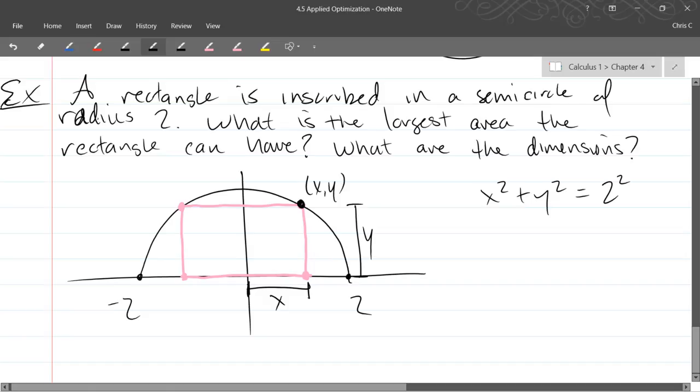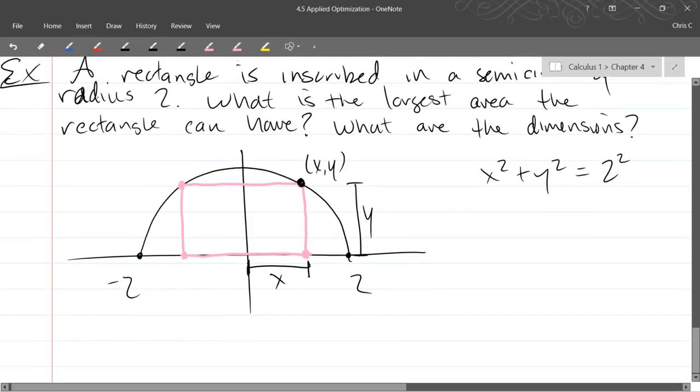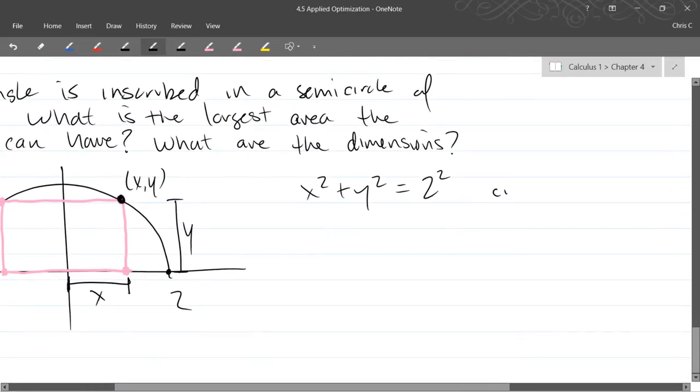So this is the radius squared. If we weren't at the origin, it would be x minus some amount squared and then y minus some other amount squared. That's how we would shift it up or down, left or right. So this is our circle of radius 2.